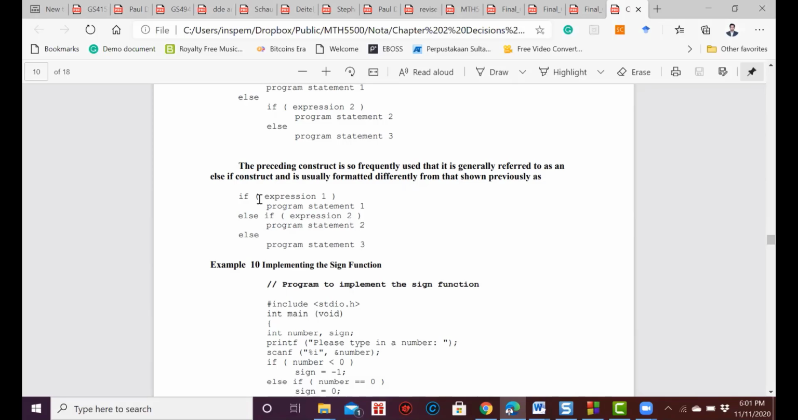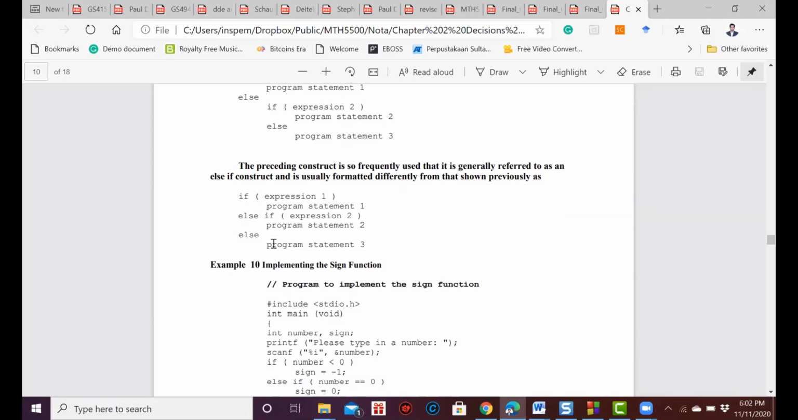So for multiple selection, we have at least 3 branches. The format is: if, else if, and then the last is else. If you have more than 3, such as 4, 5, 6 and so on, then in between they are all else if, and the end is else. Okay, that is multiple selection.